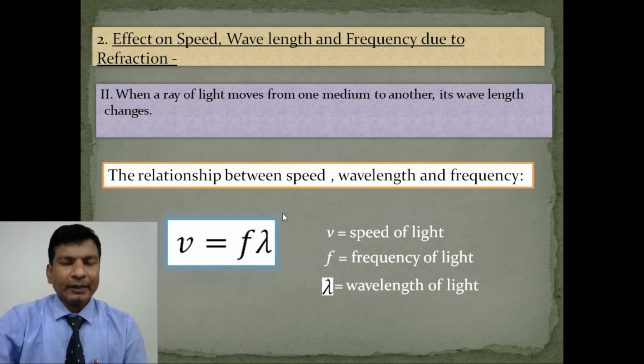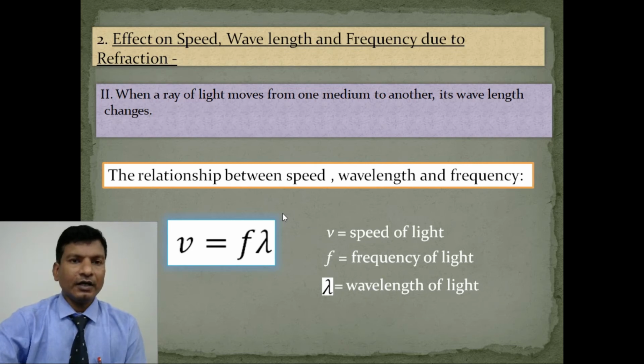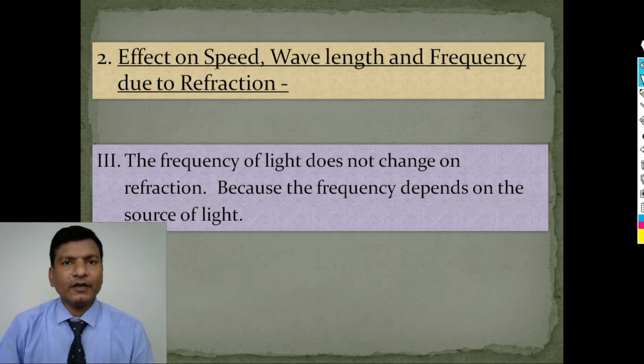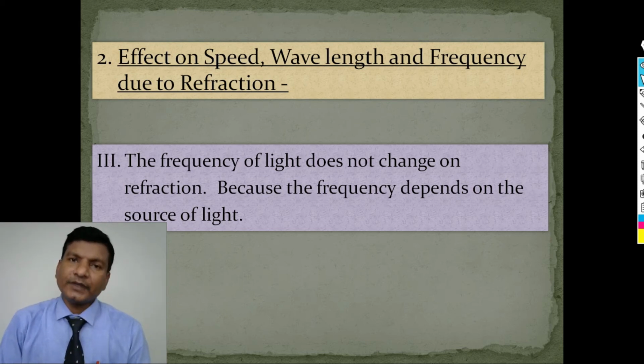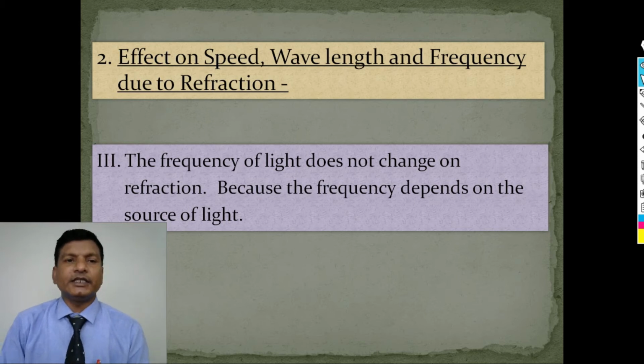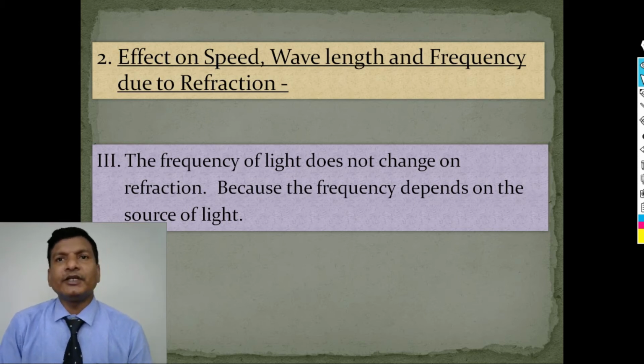Let's see what happens to the frequency of the light. As you know, the frequency depends on the source which is producing the light. Therefore, when the ray of light moves from one medium to another medium, its frequency does not change. Why? Because the frequency depends on the source of light, from where the light is emitting. If the source is changed, then the frequency will be changed, or else the frequency of the light ray remains the same. The frequency will not change when the ray of light moves from one medium to another medium.